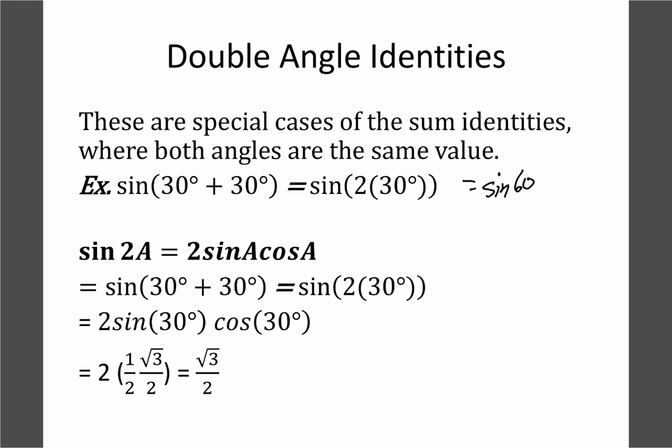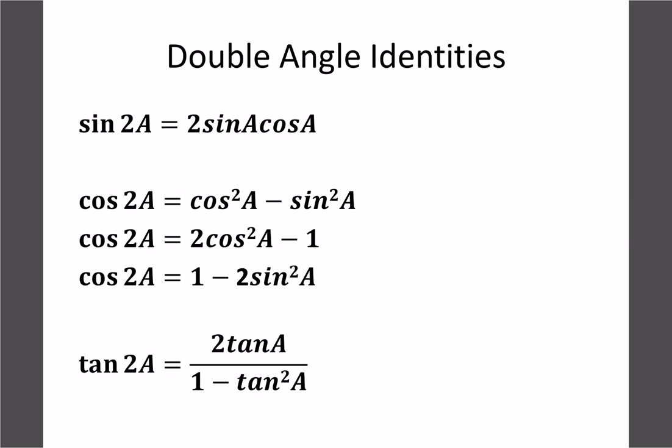And then once again, we can use exact values. So 2 times a half times root 3 over 2, which would simplify to just root 3 over 2. And if we go from our original, sine 2 times 30 is the same thing as sine 60, which we know is root 3 over 2. So this identity does indeed work. That's our sine one, our main one for sine.